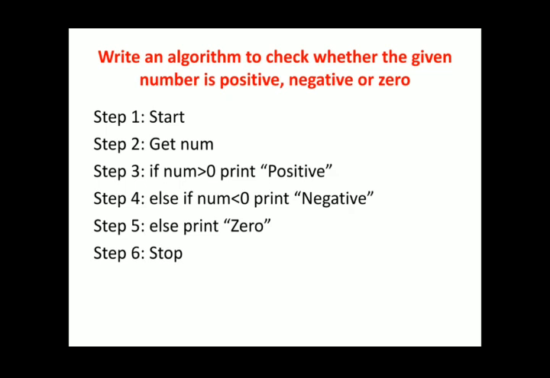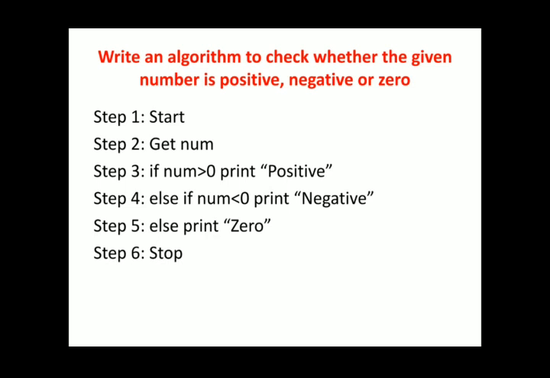That is the algorithm to check whether the number is positive, negative or 0. Step 1 begins with the word start. In step 2, in order to check whether the number is positive, negative or 0, it is important to get the number, that is the input value from the user, and assign the input value to the variable num.